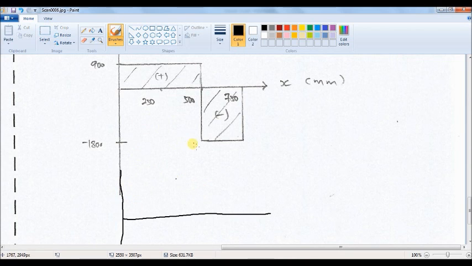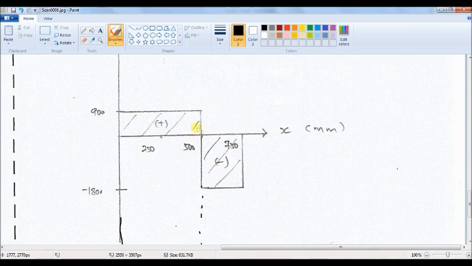Okay, to calculate this moment diagram, I have to calculate the area under the shear force, because the integration of shear force, let's say from 0 up to 500, V times dx equals M, right? So I have to calculate this area.